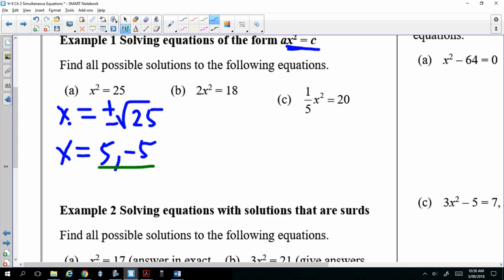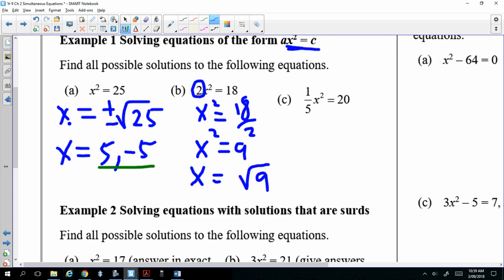Now, if there's a 2 in front, what do you do first? Divide by 2. Very nice. And then what do you do next? You square root. And if you square root, what do you have to do? Plus or minus. Very nice. Plus or minus 3. Okay, anyway, let's keep going.